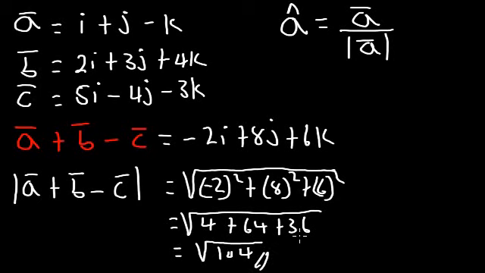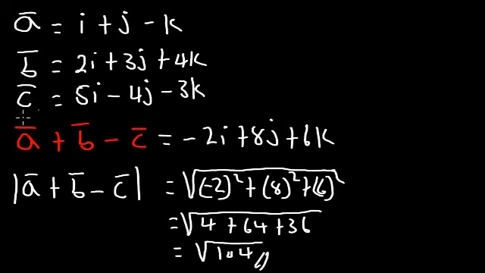I don't think 104 can be simplified to a simpler form. By the way, that's an assignment for you. Feel free to check that out. So the magnitude of vector A plus vector B minus vector C is the root of 104. Now we can determine the unit vector. So what I will do right now is to express it as this.